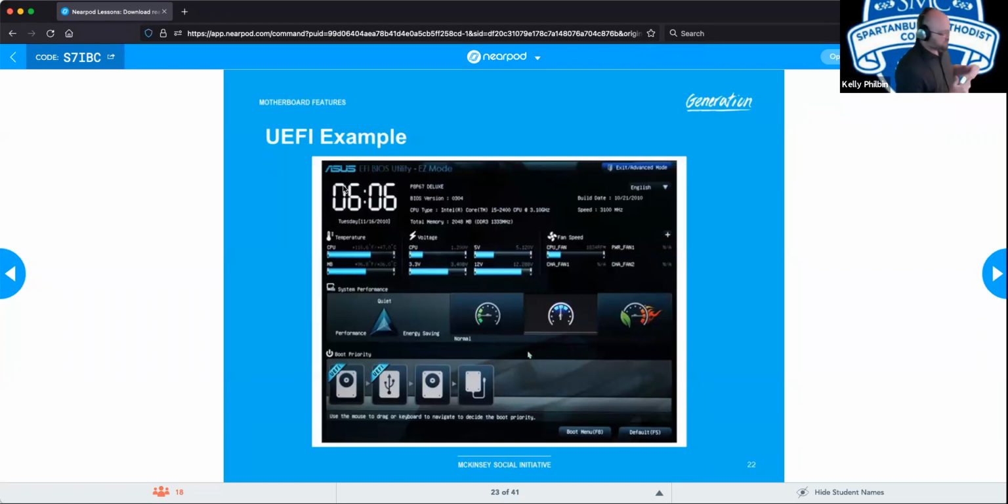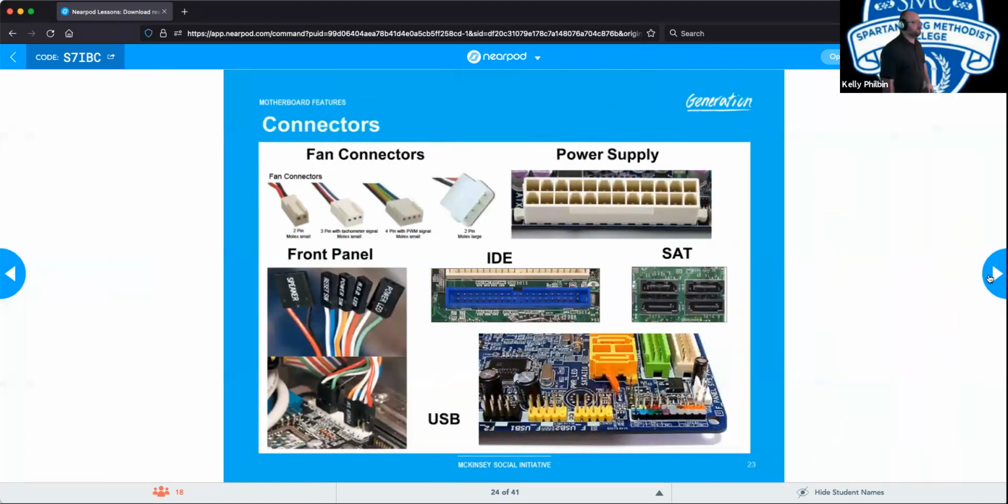So all those functions would be done here as well. All right, connectors. These are the various different ways you will hook up to your computer. Some of you are already starting to get familiar with these by operating the test outs.